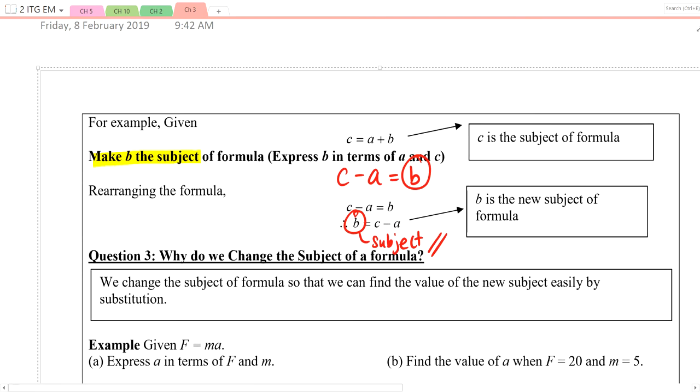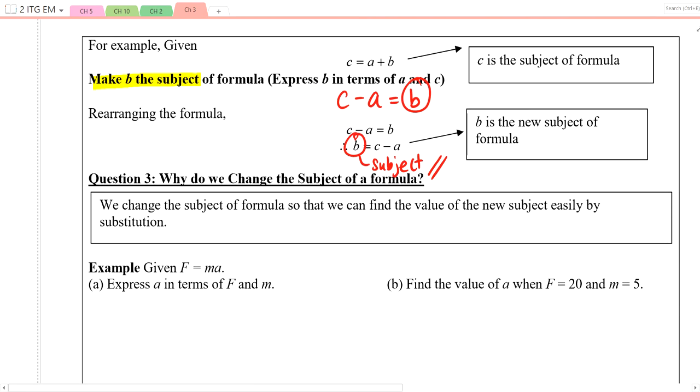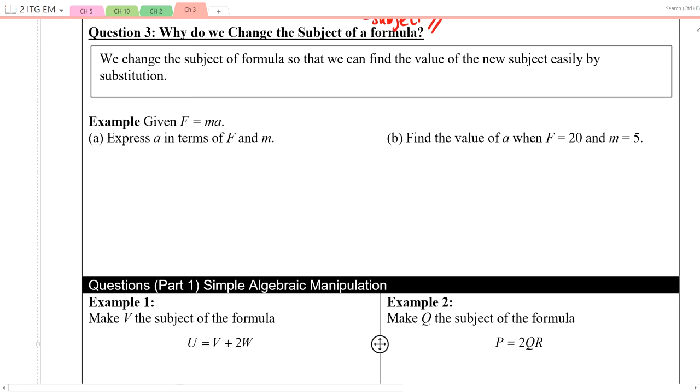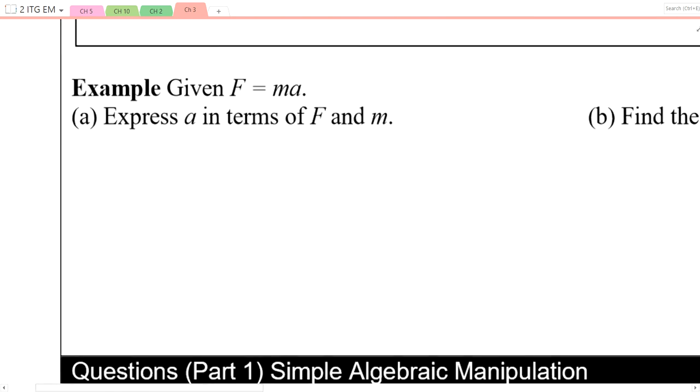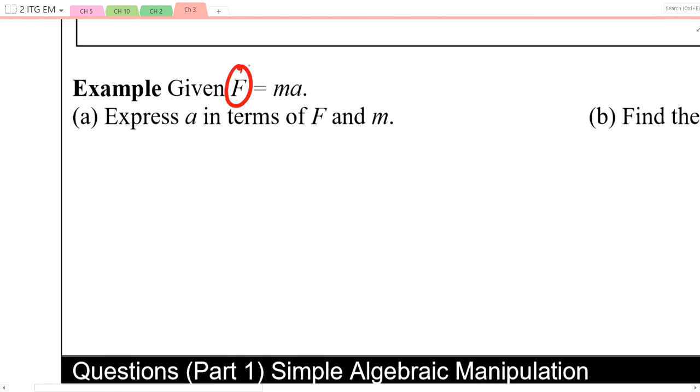So that's done. The reason why we change the subject of our formula is so that we can find the value of the new subject by substitution. Let me show you an example. In this case, we are given F equals ma, where F is now our subject. Okay, suppose we want you to express a in terms of F and m. That's rather easy.